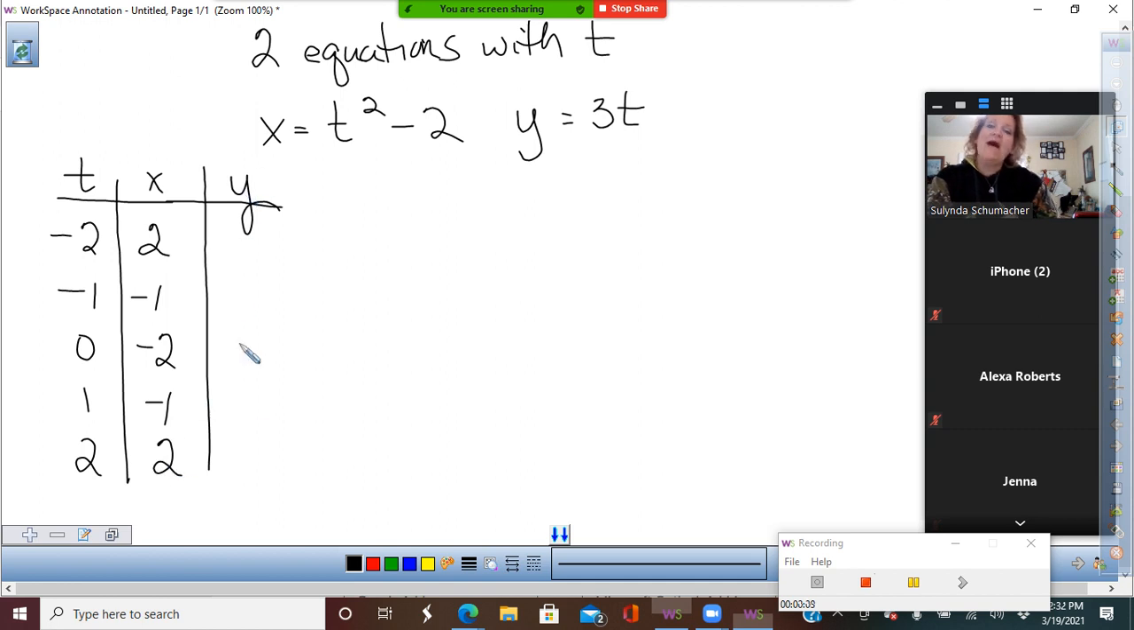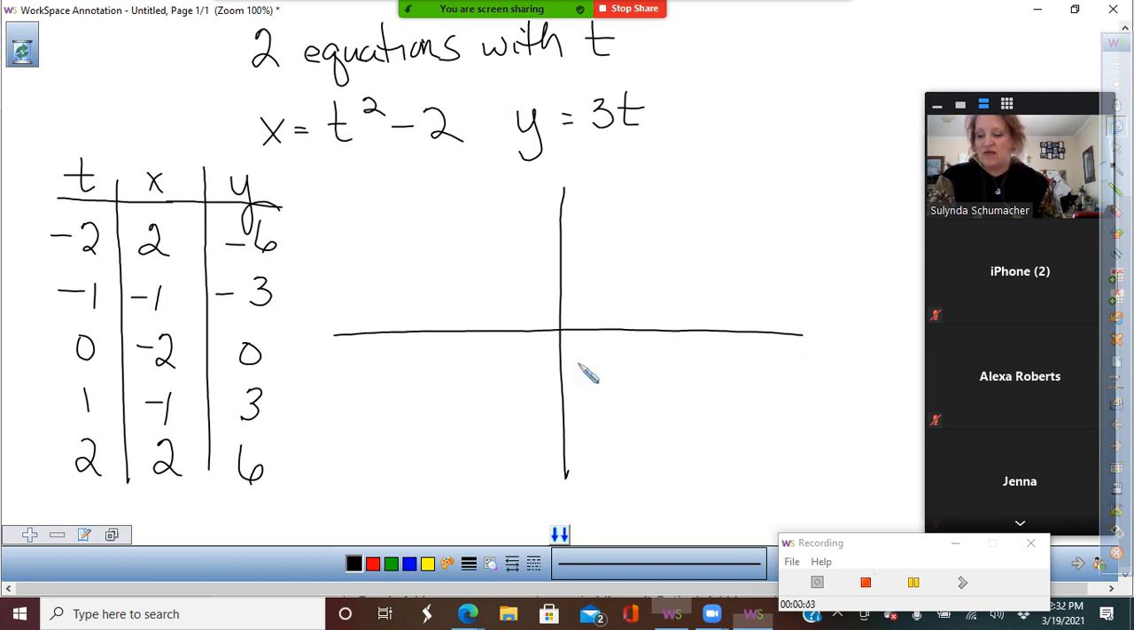Now to get my Y values, I'm going to plug -2 in for my T, so I get -6. Plug -1 in, I get -3. Plug 0 in, I get 0. Plug 1 in, I get 3, and 2 gives +6. So although we're plugging in T, what we're going to do is graph our X and Y. I'm going to sketch my little graph over here to give you an idea.